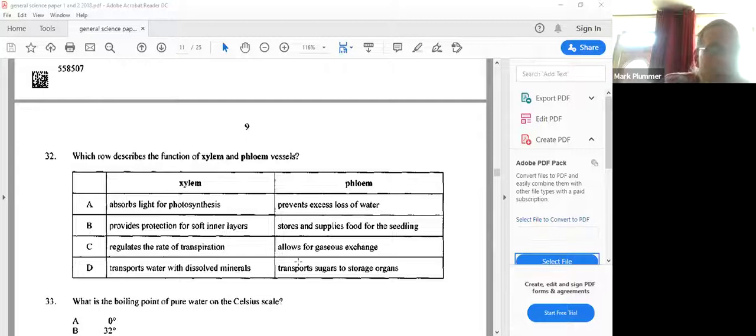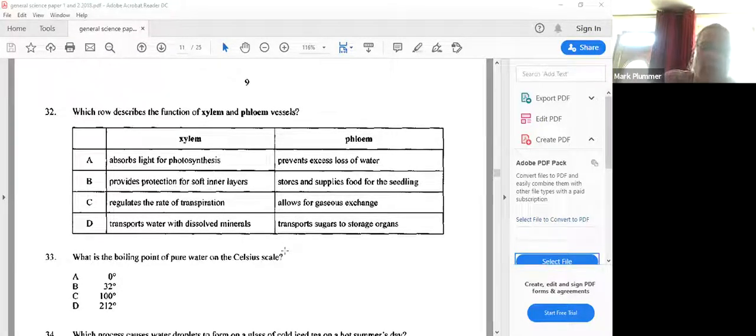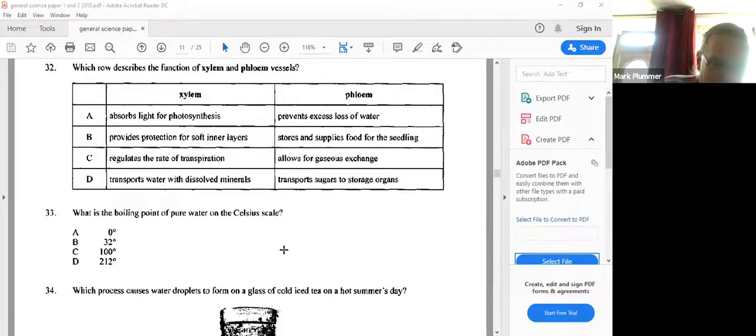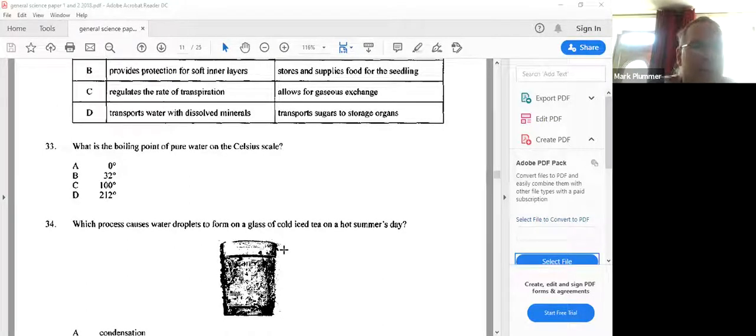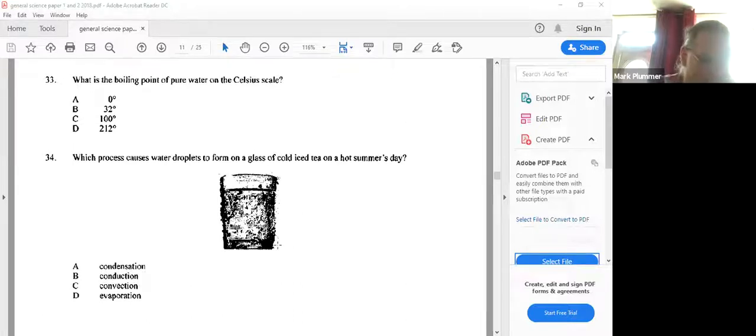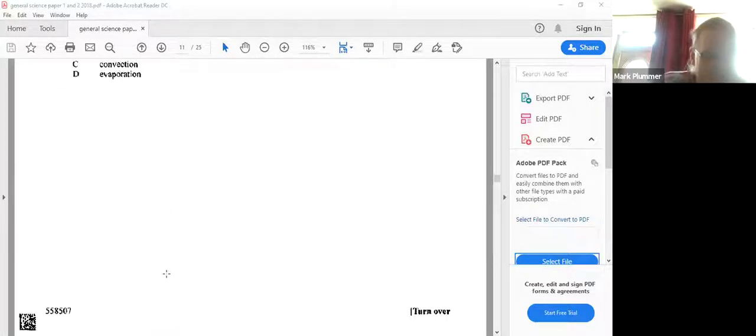On the Celsius scale, question 33. On the Celsius scale, what is the boiling point of pure water? Boiling point, not melting point, not freezing point, boiling point, of pure water on the Celsius scale is 100 degrees. Okay, number 34, which process causes water droplets to form on a glass of cold iced tea on a hot summer's day? Well, the answer to that one, of course, is condensation, not the other ones. So number 34 is A.